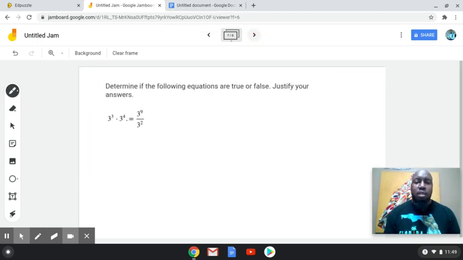Determine if the following equations are true or false. Justify your answers. Okay. So we have 3 to the third power times 3 to the fourth power equals 3 to the ninth power divided by 3 to the second power. If we look at our left-hand side, 3 to the third power times 3 to the fourth power, what property do you think they are displaying on the left-hand side?